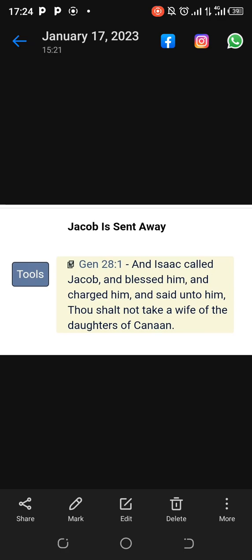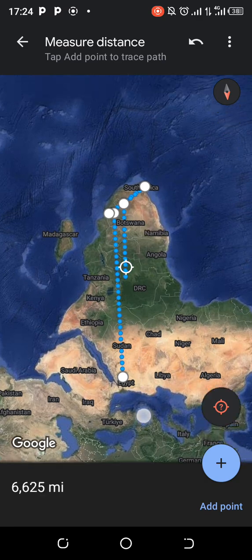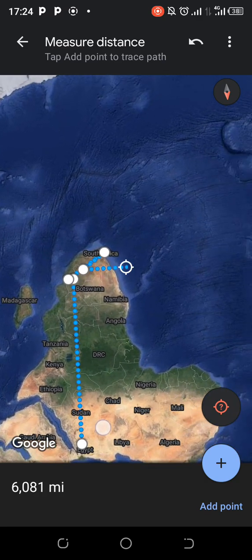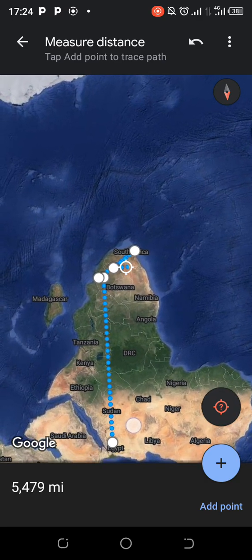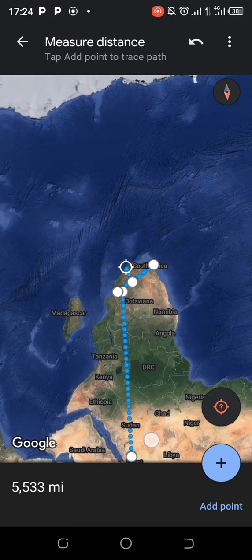And Isaac, in Genesis chapter 28 verse 1, called Jacob and blessed him and charged him and said unto him, thou shalt not take a wife of the daughters of Canaan. So these are the Canaanites over there. So he was telling him not to take a wife from the house or from the land of Canaan.